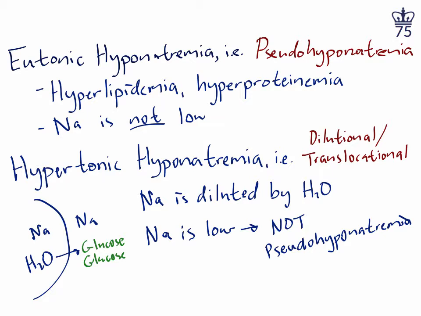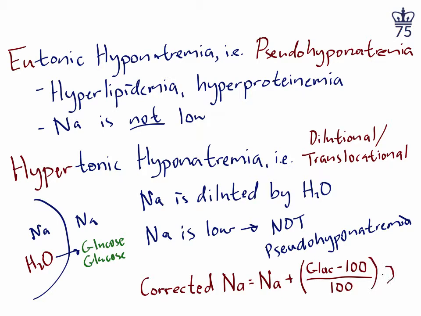You can actually calculate a corrected sodium level in the setting of hyperglycemia, which is useful and one of the first things you should do when you encounter a low sodium on a Chem 7. The equation for this is straightforward. Corrected sodium equals measured sodium plus (glucose minus 100) divided by 100 times 2.4.